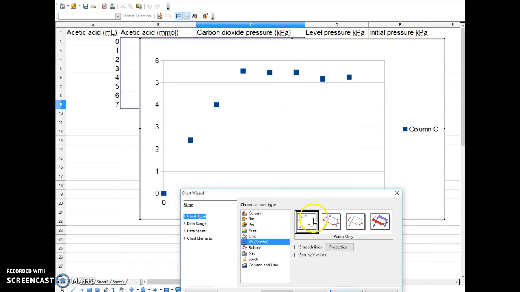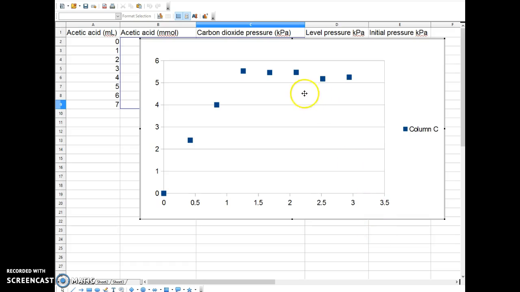We always want a scatter graph. So we click on that, and we're just going to do the points. Finish the graph. Now you can see what's happening here. As we add more acid, and we know the acid is limiting here, we get a fairly linear increase in the amount of carbon dioxide produced. And then once we hit a certain point, it levels off. Adding more acid gives us no more carbon dioxide.